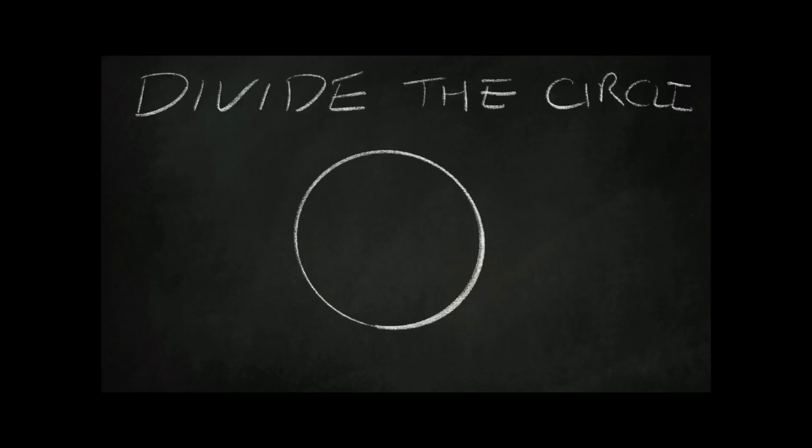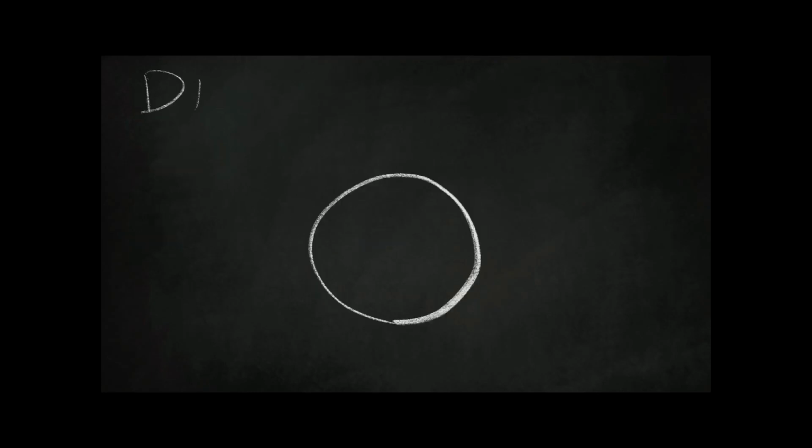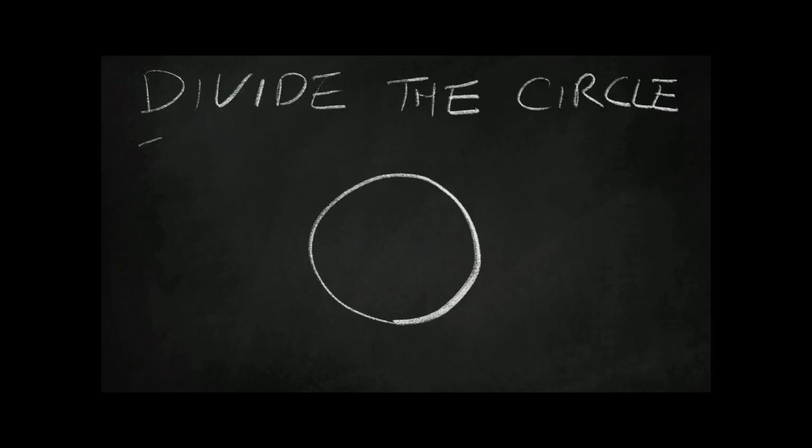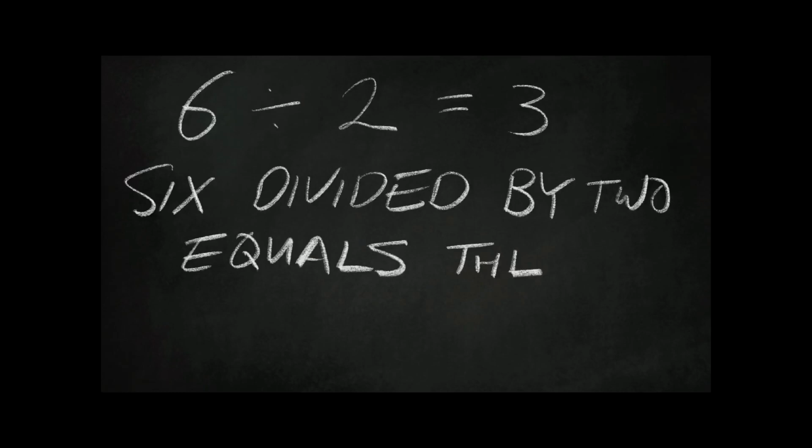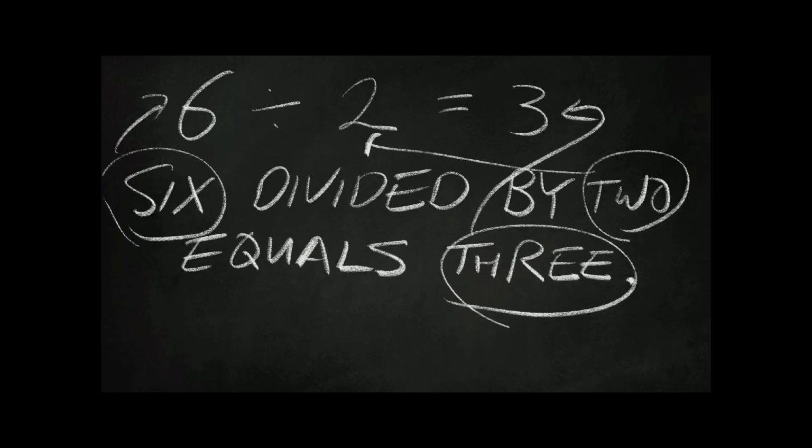Divide the circle into two. Divide the circle into four. Division. 6 divided by 2 equals 3.